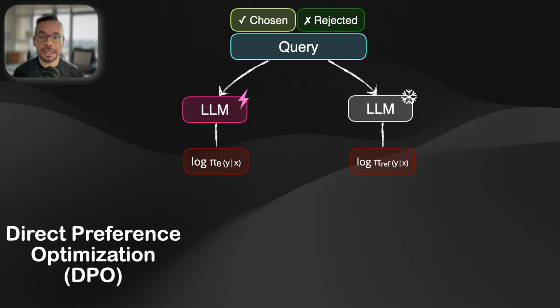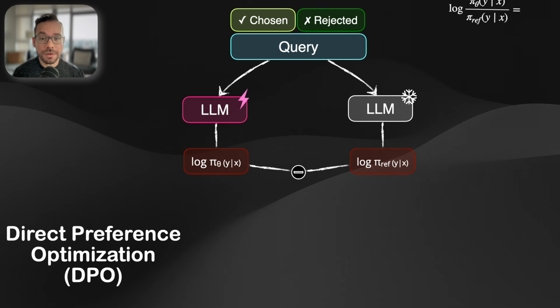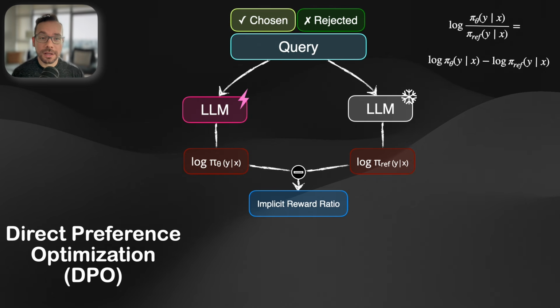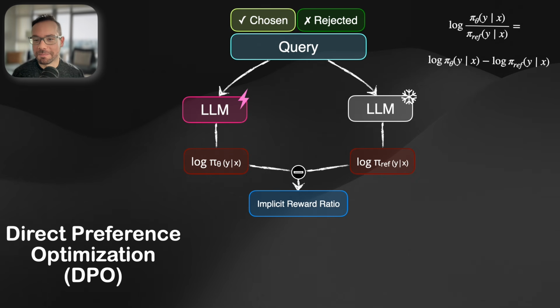Then we have the implicit reward. When we subtract the reference log probs from the active model's log probs, we get the log ratio. This is the beauty of DPO: the log ratio acts directly as an implicit reward, measuring how much more our active model prefers a response compared to the original baseline.